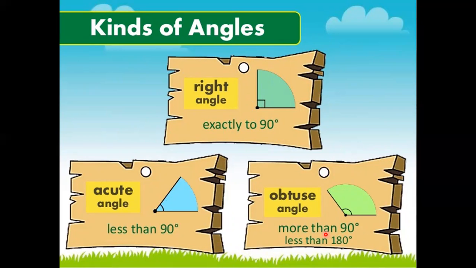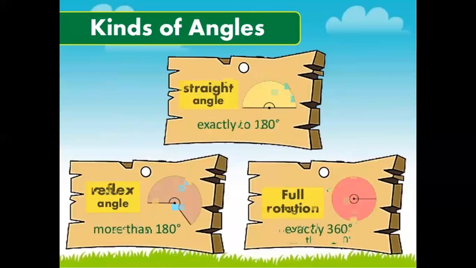Let's go over what these angles are. A right angle is exactly 90 degrees, an acute angle is less than 90 degrees, and an obtuse angle is more than 90 but less than 180. The next type is the straight angle, which is exactly 180. A reflex angle is more than 180, and a full rotation angle is exactly 360 degrees. Now we have discussed this in detail.